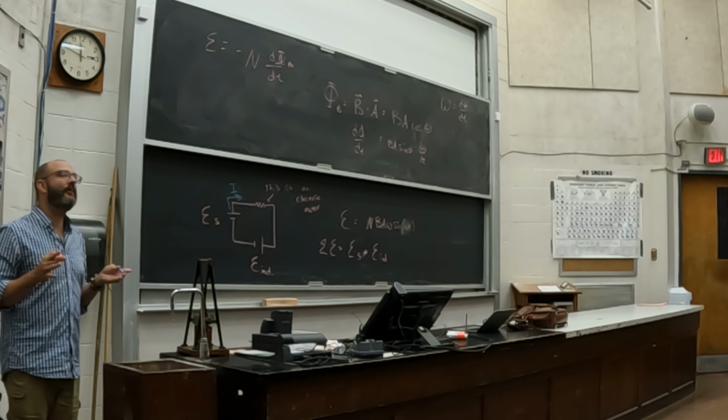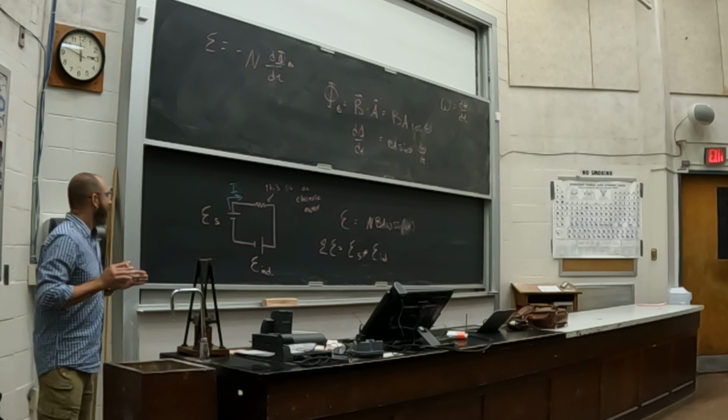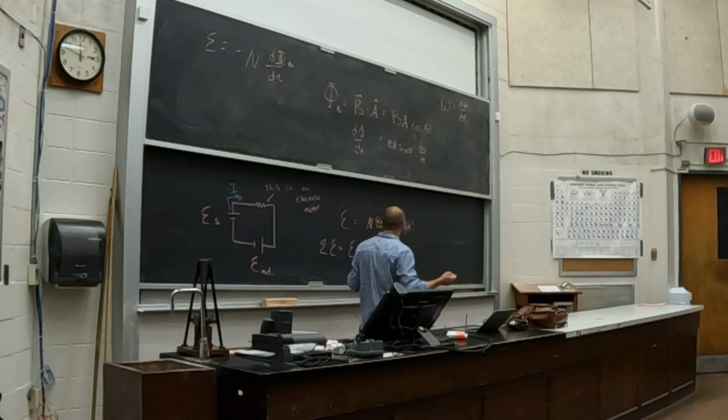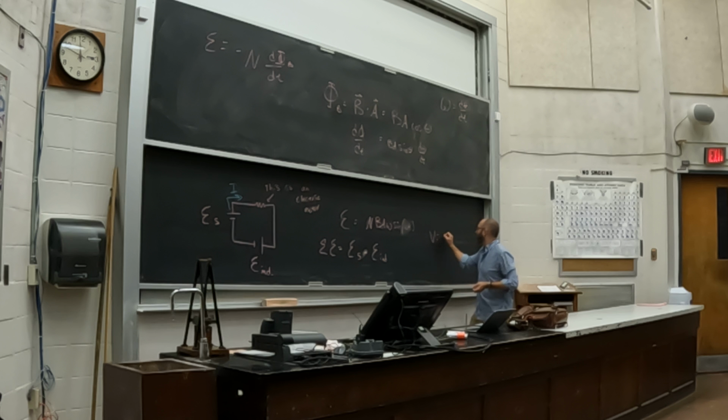Think of what this does from the point of view of the current. Because we have Ohm's law still in effect here. V is equal to IR, therefore I is equal to V over R. But what is my voltage in this case but the total EMF? So instead of writing V, I'm going to write this. I equals E source minus E induced, over R.